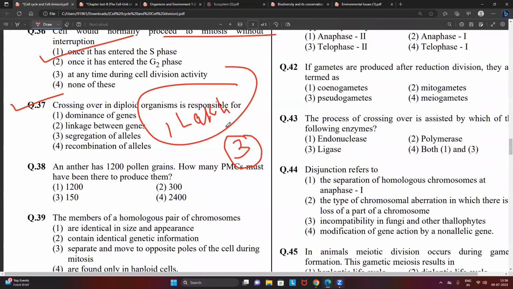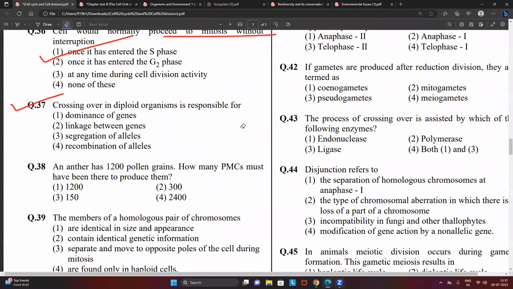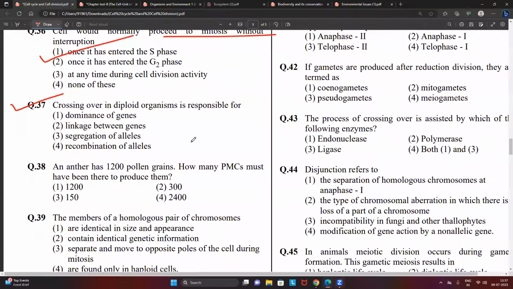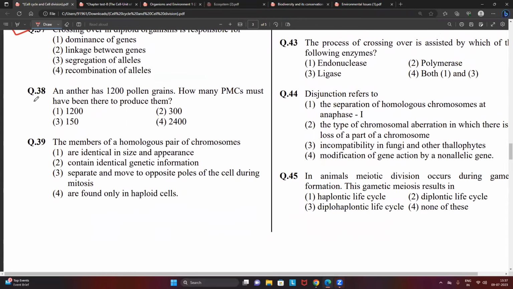If you are not applying your intelligence, and at the same time, if you are not patient, there is no use. You might choose some questions correctly, but not all. So that's why always be slow while analyzing. Question number 38.